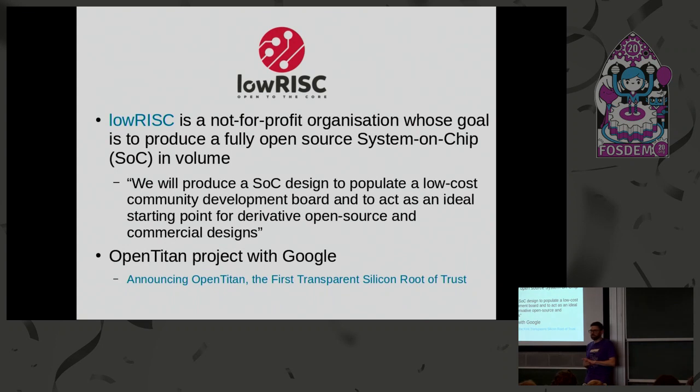One of the other organizations that I've been watching for a few years now is Low Risk. So Low Risk is a not-for-profit organization out of the UK. And I like that their mission statement when they started was they wanted to create a system on chip, completely open source, that you could use to build a single board computer. Some of the people that started Low Risk had been involved in Raspberry Pi, so I was really excited, like, ooh, we could get a fully open source single board computer. Most recently, they've been working with Google on this security project called Open Titan.